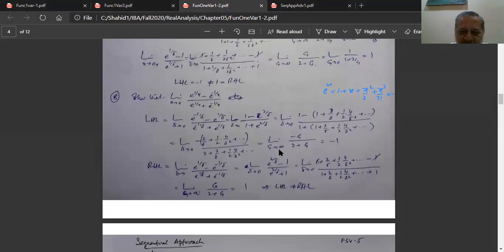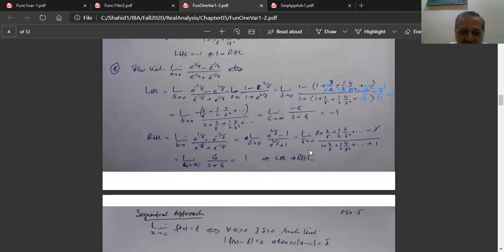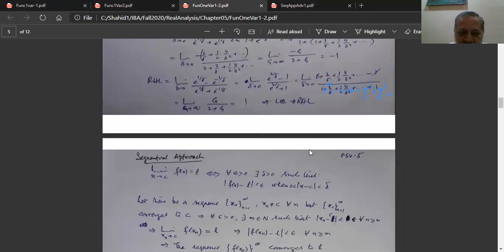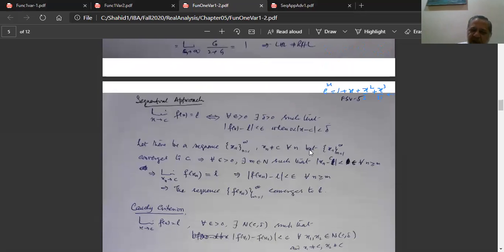This is similarly done, and you can follow that. The same logic is used here. Yes, as I promised to add some new dimension, and that new dimension in the process of evaluating limits is the sequential approach.